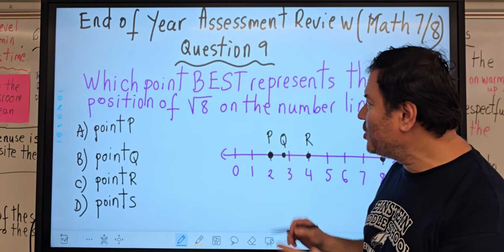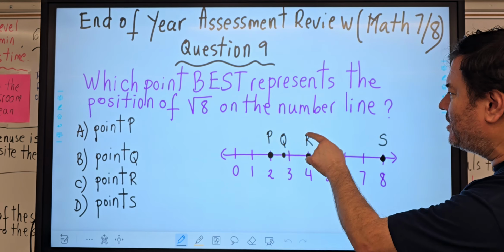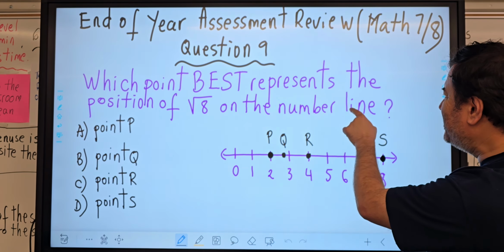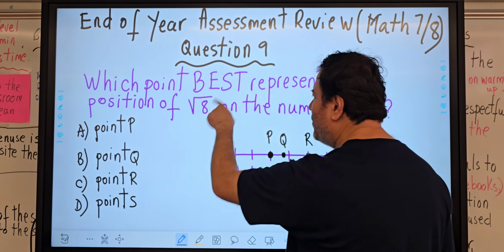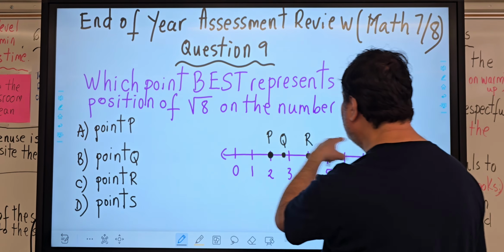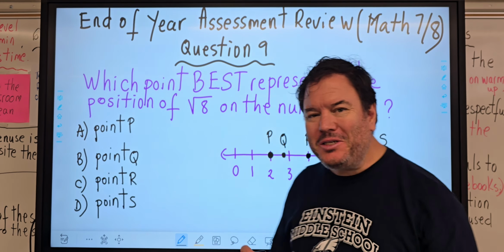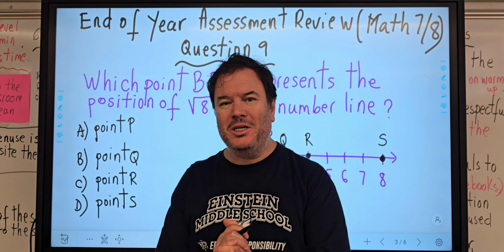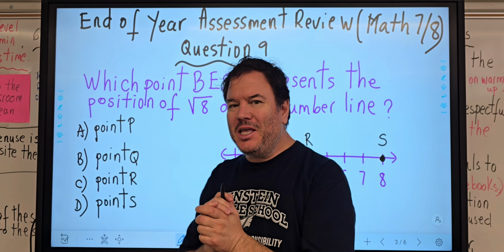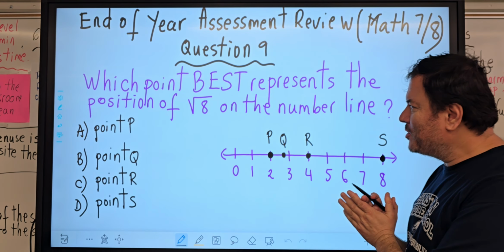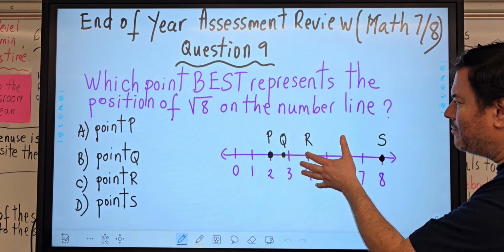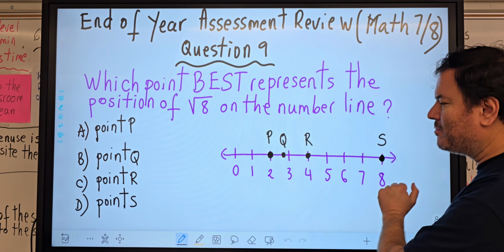Let's take a look at this question. Which point best represents the position of square root of 8 on the number line? We did a similar problem before in another question, and let's take a look at this one now. So we have square root of 8, and then we have some of these points.